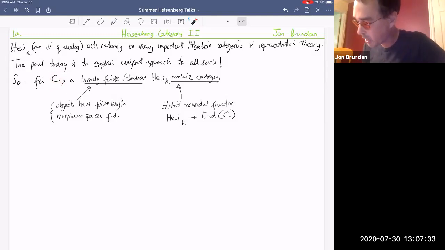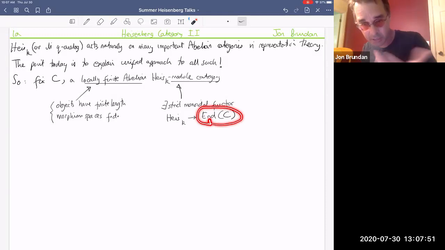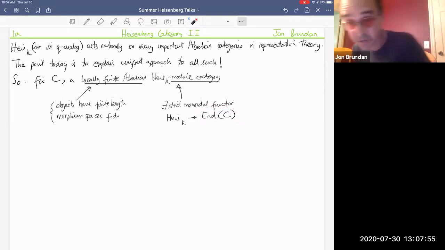So it needs to be a module category over the Heisenberg category Heis K for some central charge K. That just means that there's some monoidal functor from this Heisenberg category to the monoidal category of endofunctors and natural transformations of C. Each of the objects of the Heisenberg category is going to act as some endofunctor of the category C, and the morphisms in the Heisenberg category are going to define natural transformations between those endofunctors.